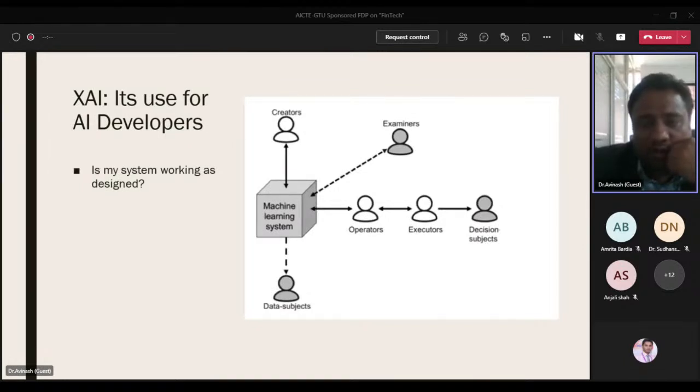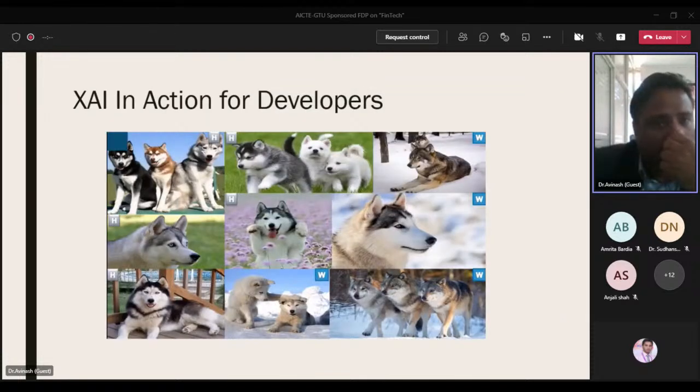Then we have the operators, the executors, and the decision subjects. So there are many stakeholders of explainable AI systems who are directly involved with the machine learning system. This we can understand as how explainable AI is in action for the developers. You can see all the images are of dogs only, but the different types of dogs are classified into different groups of images depending on their similarity. That means a classification of which category they belong to, what their characteristics are, and so on.